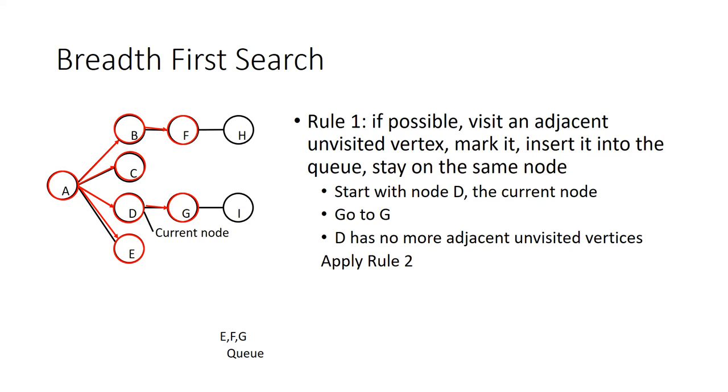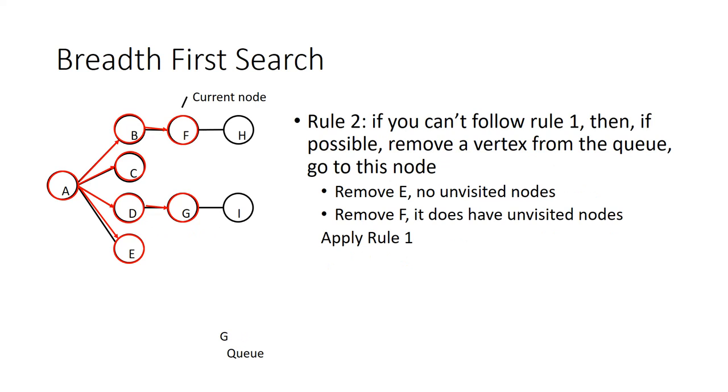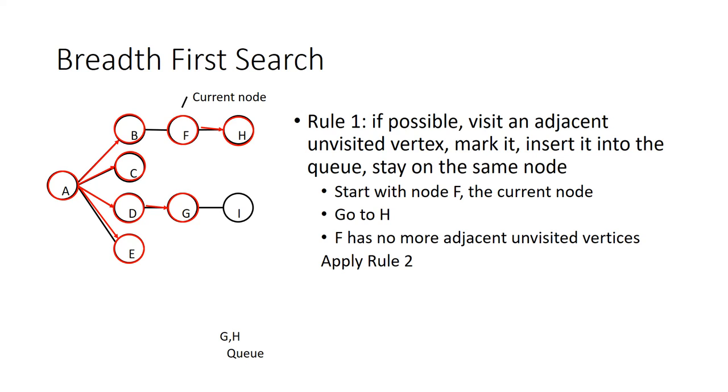But from D, can I go anyplace else? No, I have no more unvisited vertices. So I'm back to taking something out of the queue. So we come back to queue, we take the next thing off the queue. The next thing off the queue would be E, but E has no unvisited nodes. So I'm going to push on and take the next thing off the queue, and that gives me F. And that does have some unvisited nodes. So I go back to rule 1. I visit my unvisited node, I mark it, and I insert it into the queue. And then I look to see whether I have anything else I can go to from F.